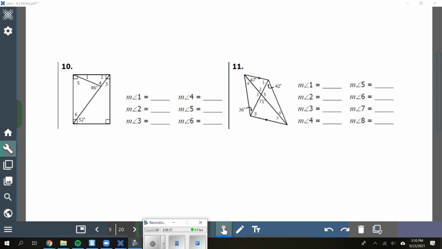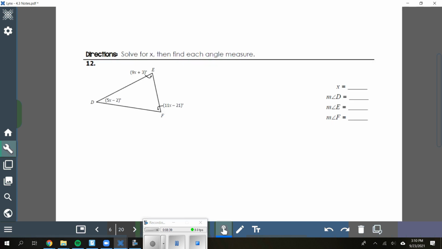Alright, so hopefully you were able to enter all of your answers for number 10. Now we're going to apply some algebra here.